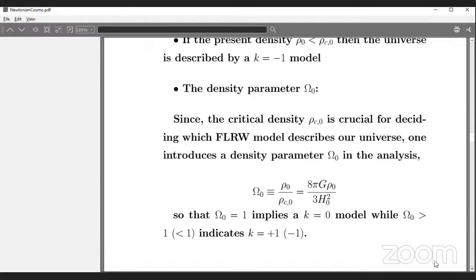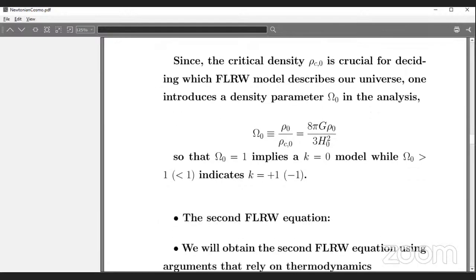So, for observational cosmology, the astronomers are on a quest for two numbers. One is the Hubble parameter today, H naught, and the other is the density parameter omega 0. So once one ascertains the value of H0 and the density parameter omega 0, one knows the exact FLRW model that describes our universe.